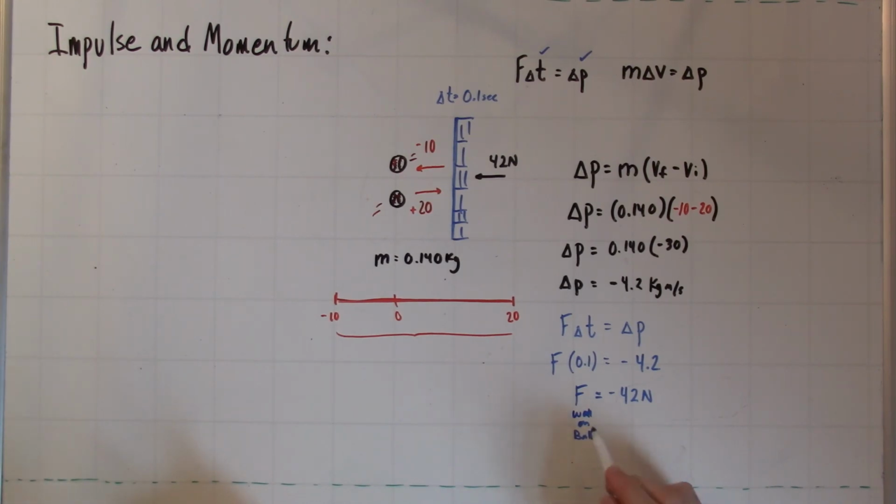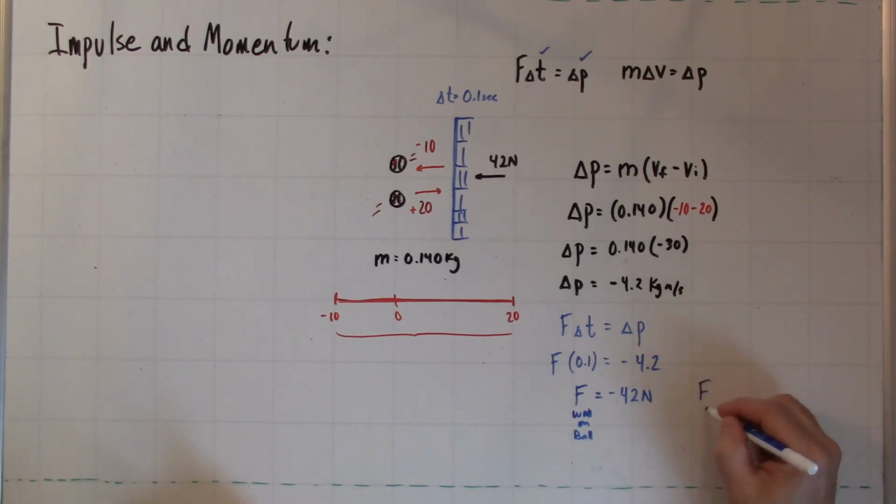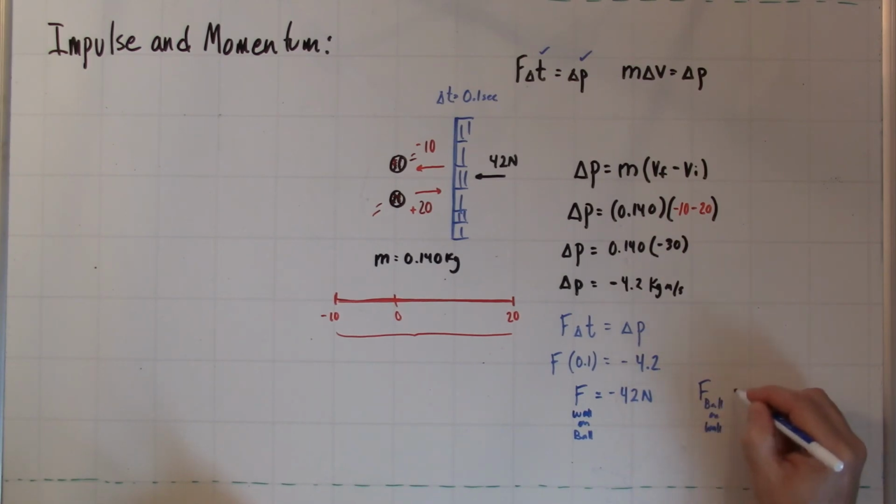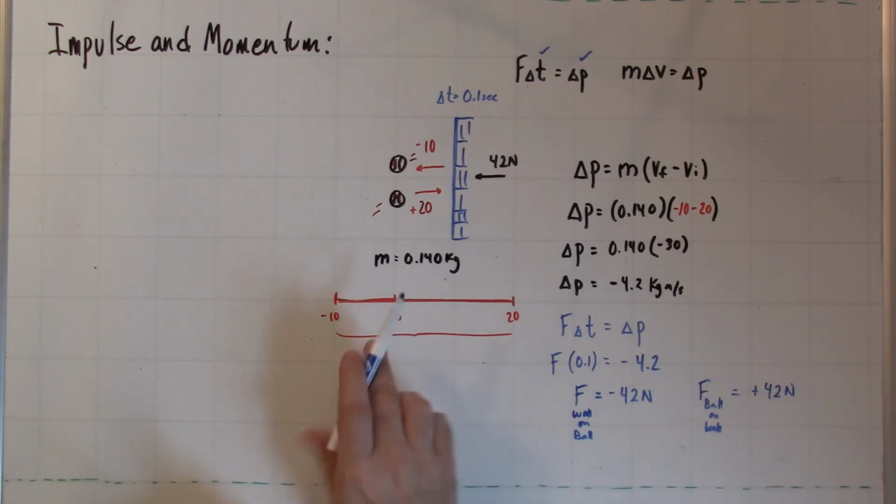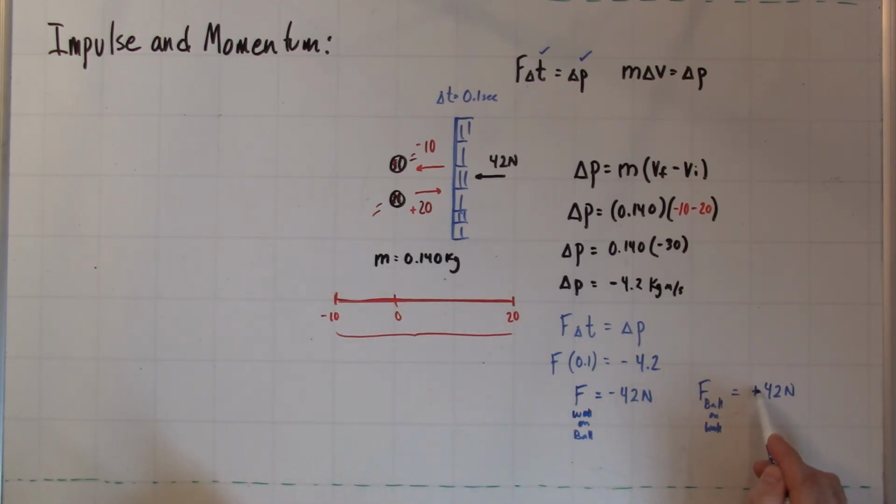The follow-up question is, if the wall exerts negative 42 newtons of force on the ball, how much does the ball exert on the wall? And the answer to that is positive 42 newtons, because the ball pushes the wall to the right, and these are Newton's third law force pairs, equal in strength, opposite in direction, act on the other object. And we can see that we have this idea here that they exert equal forces but in opposite directions. That wraps up our momentum and impulse discussion.